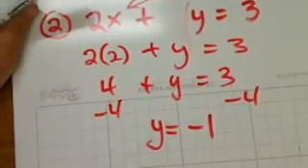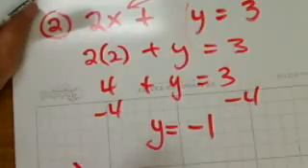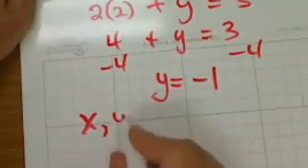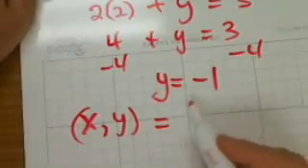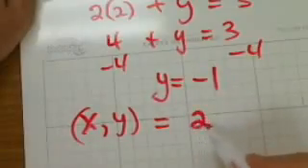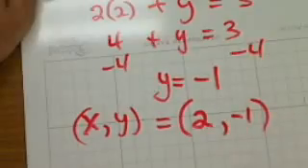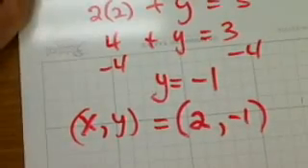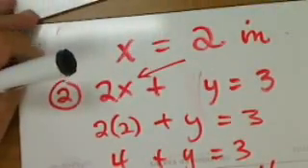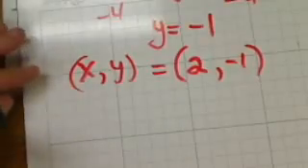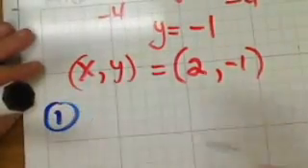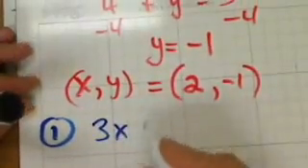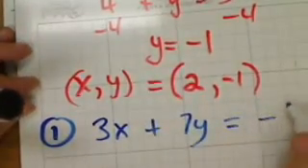So I have a value for y, I have a value for x, so I can put that together. x comma y is equal to 2 for the x and negative 1 for y. And I got that, by the way, by solving in equation 2. So I'm going to go back and look up here. This is my equation 1. So I'm going to rewrite equation 1 out here: 3x plus 7y equals negative 1.